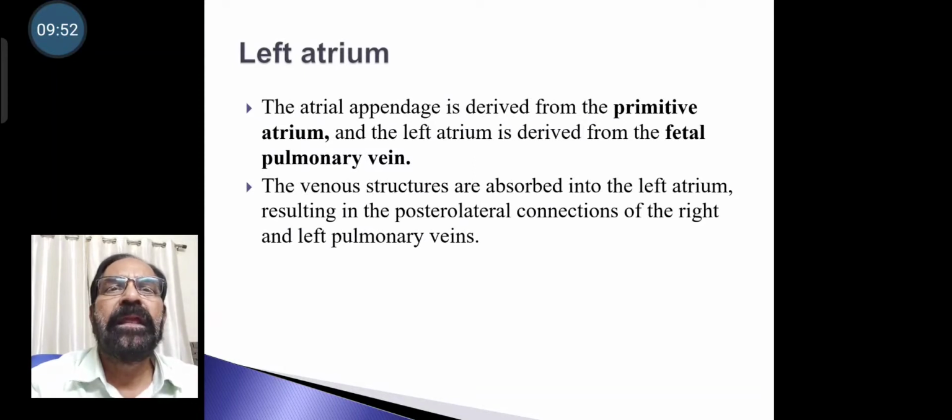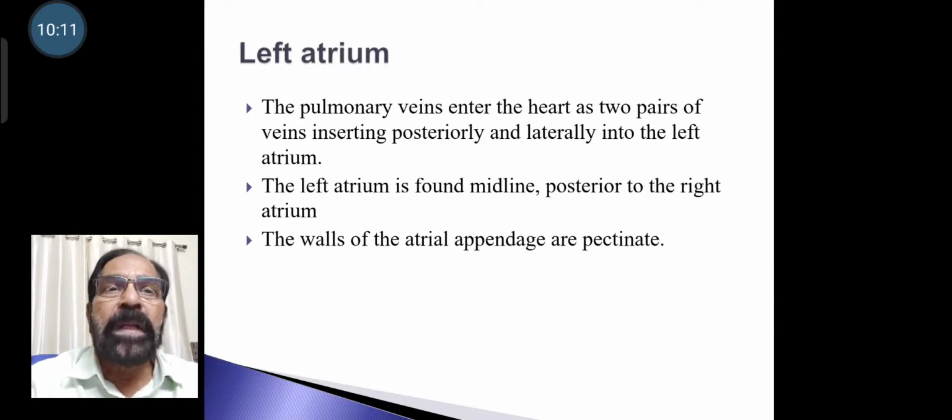Left atrium. The atrial appendage is derived from the primitive atrium, and the left atrium is derived from the fetal pulmonary vein. Venous structures are absorbed into the left atrium, resulting in posterolateral connections of the right and left pulmonary veins. The pulmonary veins enter the heart as two pairs of veins inserting posteriorly and laterally into the left atrium. The left atrium is found in the midline, posterior to the right atrium. The walls of the left atrial appendage are again pectinate.